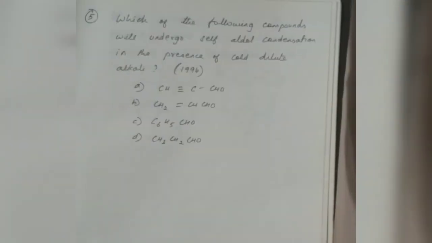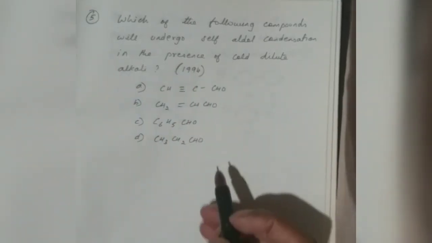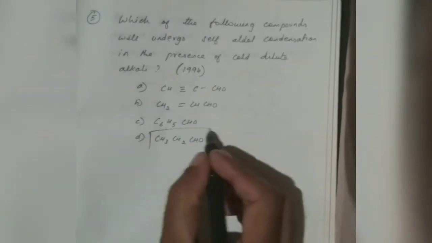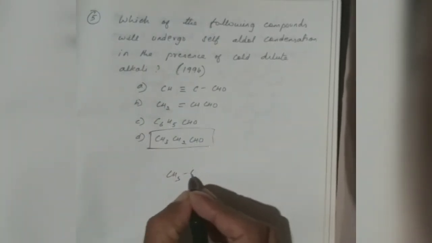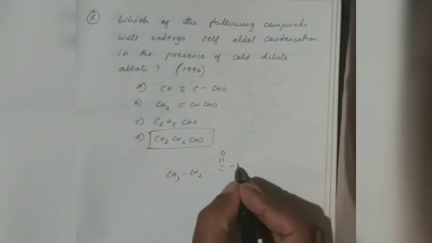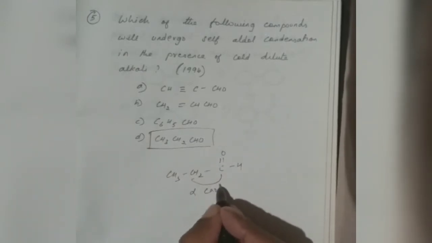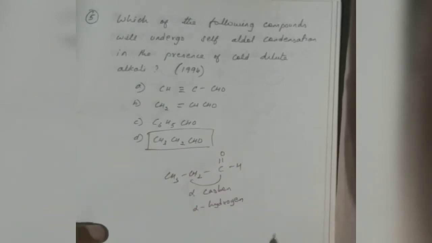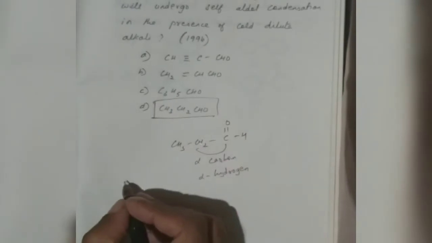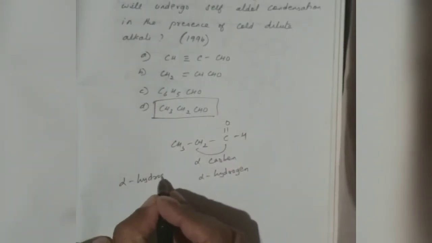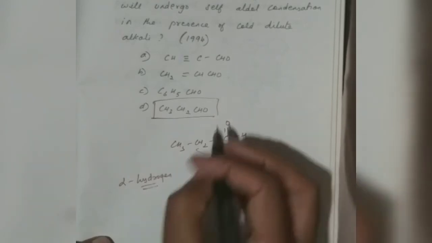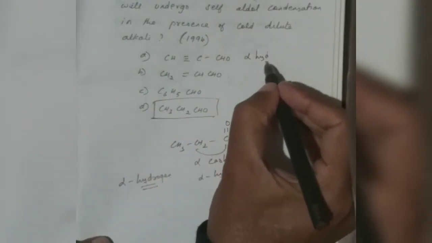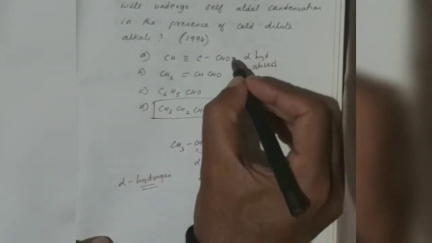So next question will be, which of the following compounds will undergo self-Aldol condensation in the presence of cold alkali? So we know that very easily we can make it, because CH3, CH2, C double bond O, H. Here we got that alpha carbon as well as the alpha hydrogen. Please remember, alpha hydrogen is present in two options. See, in this case, alpha hydrogen is absent.